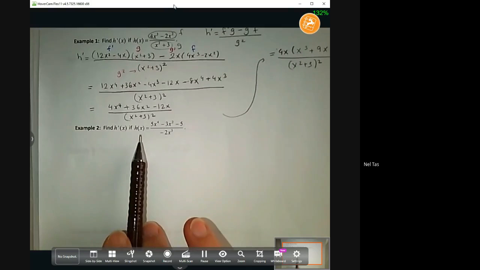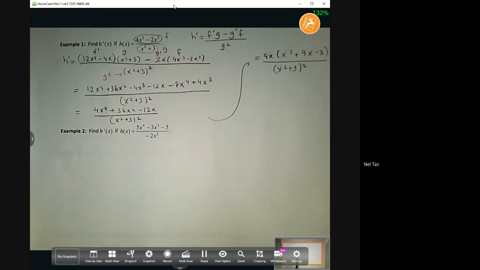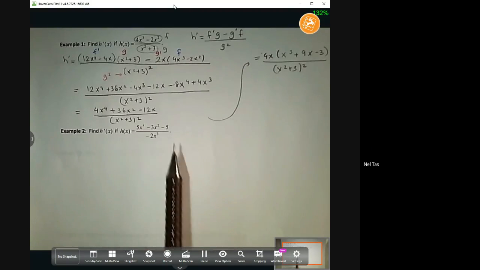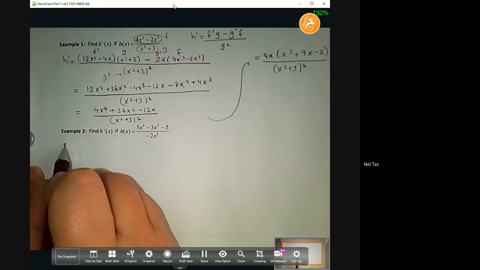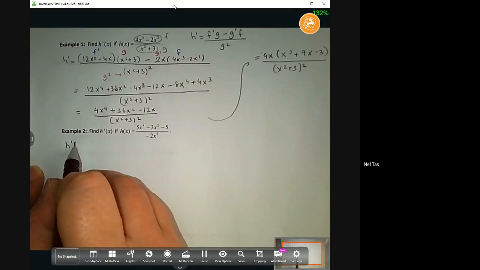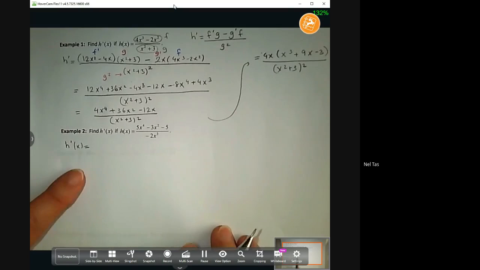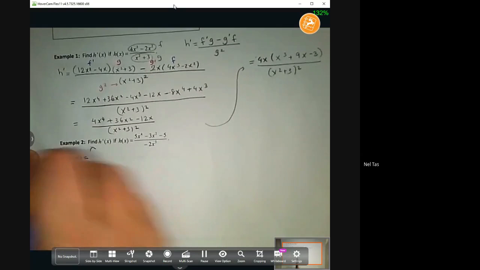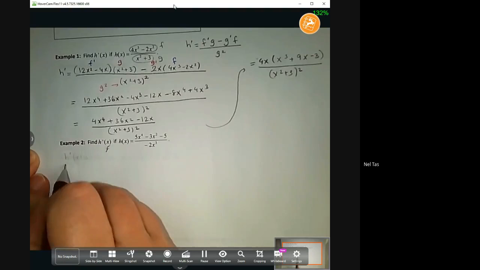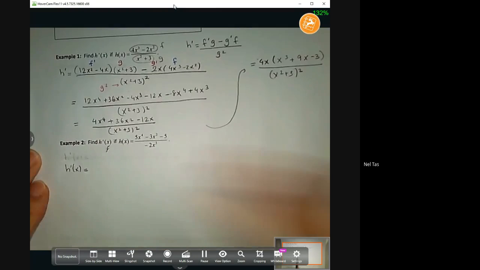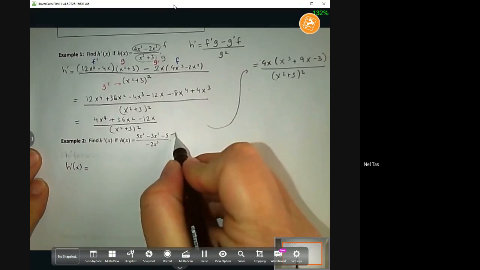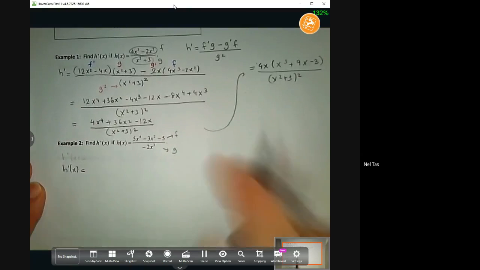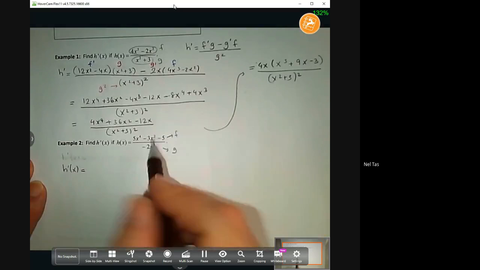Okay, we have another example. h of x equals 5x to the power of 4 minus 3x squared minus 5 over negative 2x cubed. Again, we are looking for h prime. Okay. Let me use again the color pencils. So let's call this f. Let's call this g. So f prime times g, f prime.